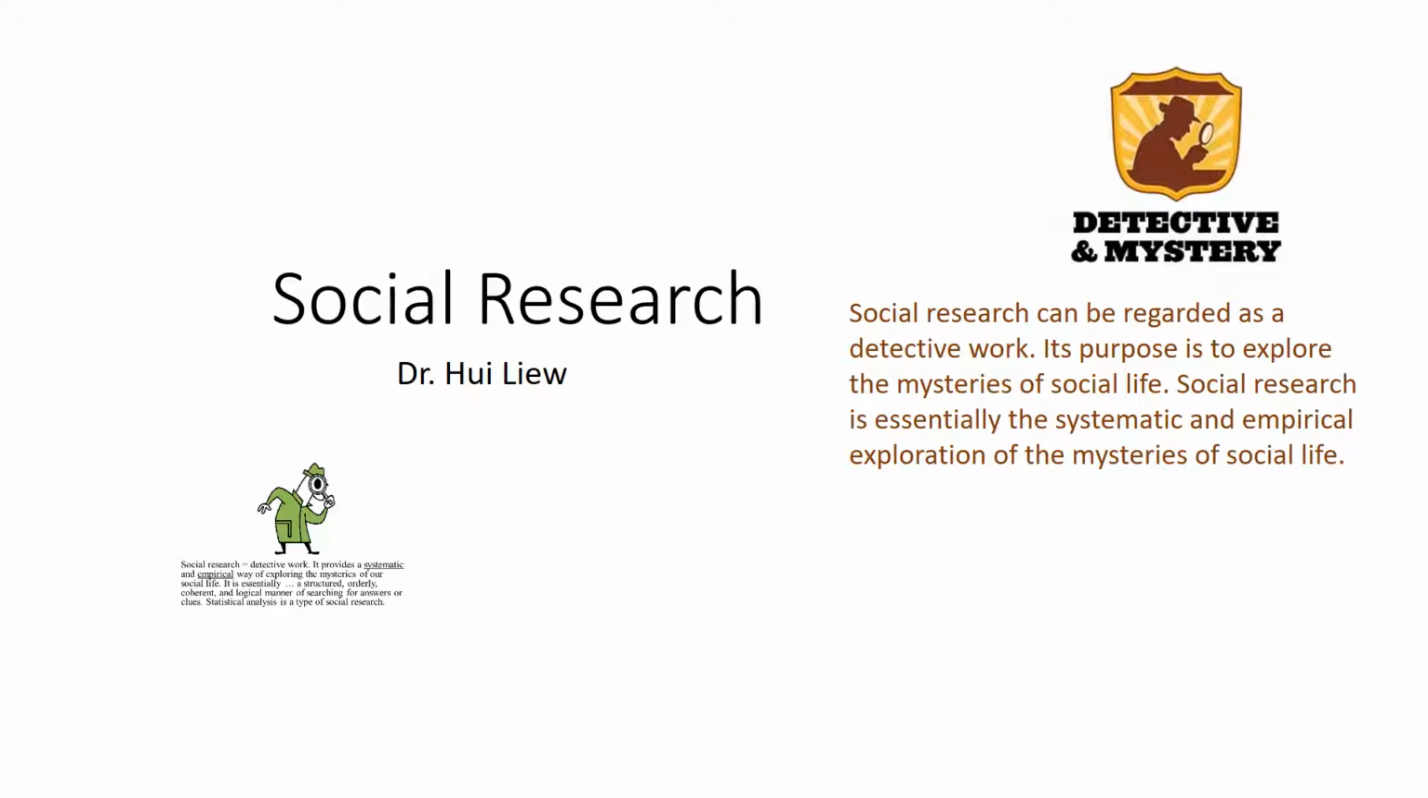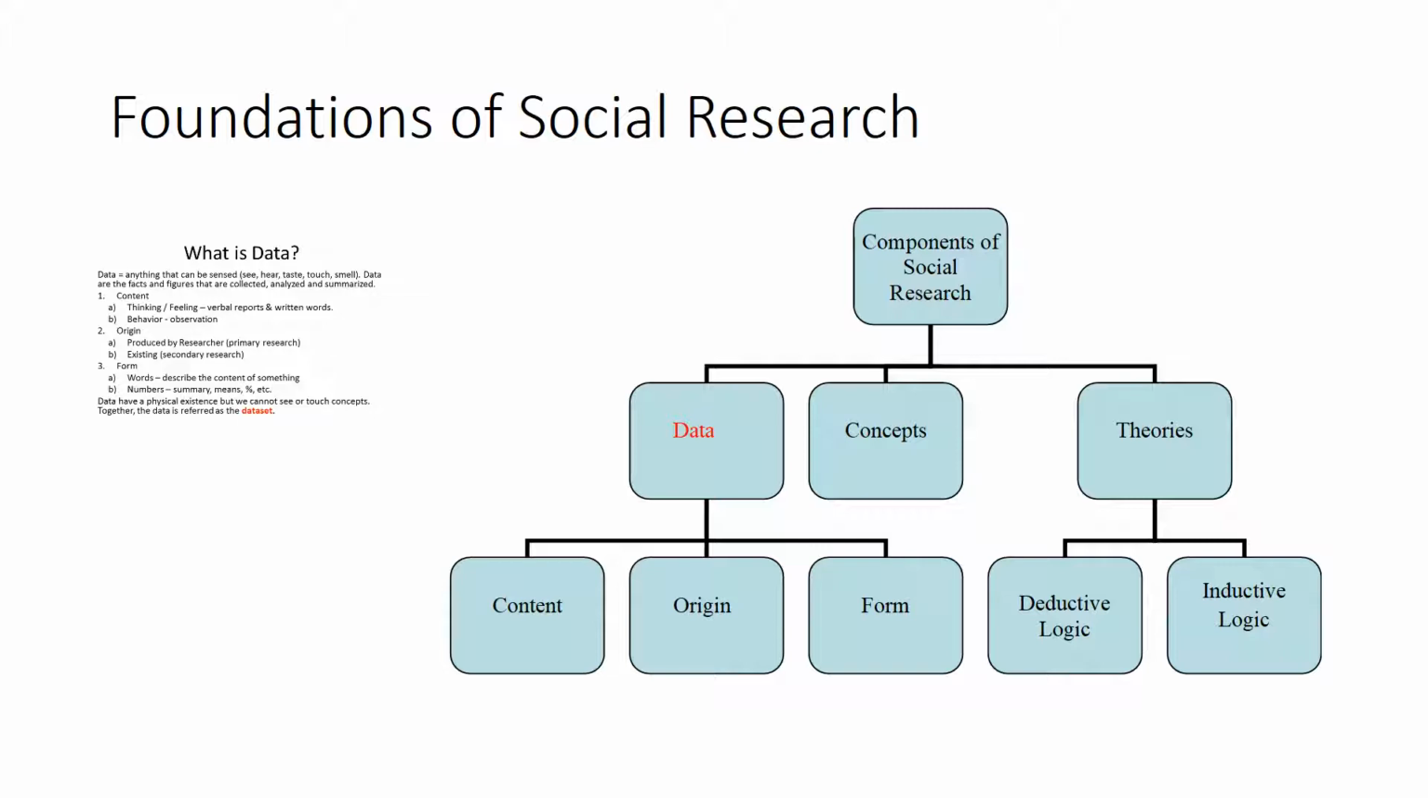It provides a more structured, a more orderly, a more coherent, and a logical way to search for answers or clues about why certain phenomena happen. Statistical analysis, that's the gist of the course, is a type of quantitative methods and is also a type of social research. For those who had SSC 570 or any stats courses, research methods courses in your undergrad, maybe some of these things are not new to you.